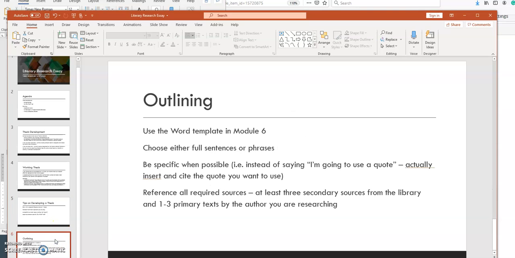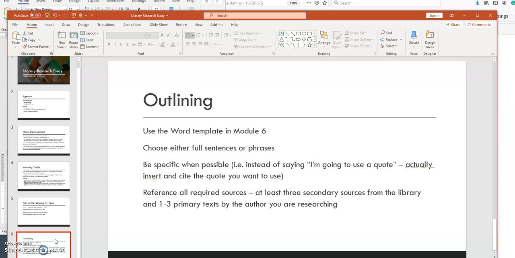All right, and now that you have your thesis statement begun, you will start to outline, and there is a template in Module 6. You can choose either full sentences or phrases. Full sentences are easier to transition into a draft, but you can use phrases and incomplete sentences, and that's fine. You want to be specific when possible. So instead of saying something vague like, I'm going to use a quote in the introduction, you want to actually insert and cite the quote you want to use. So then that way, when you go to draft, you've already typed and cited the quote, and you can just copy and paste that into your draft.